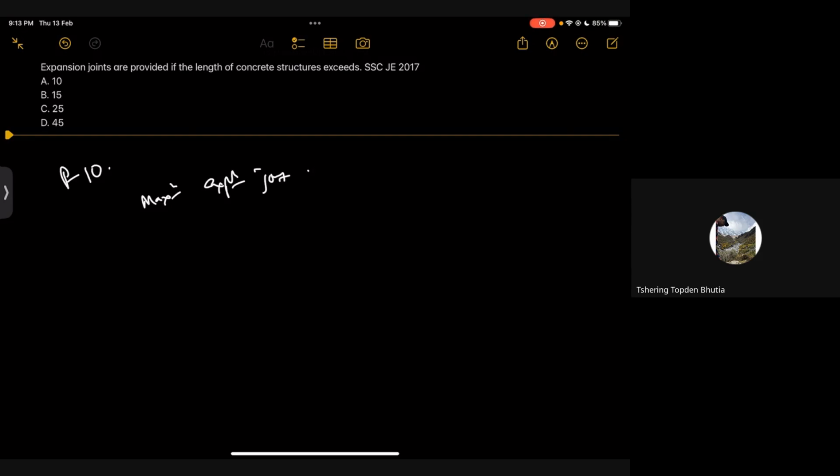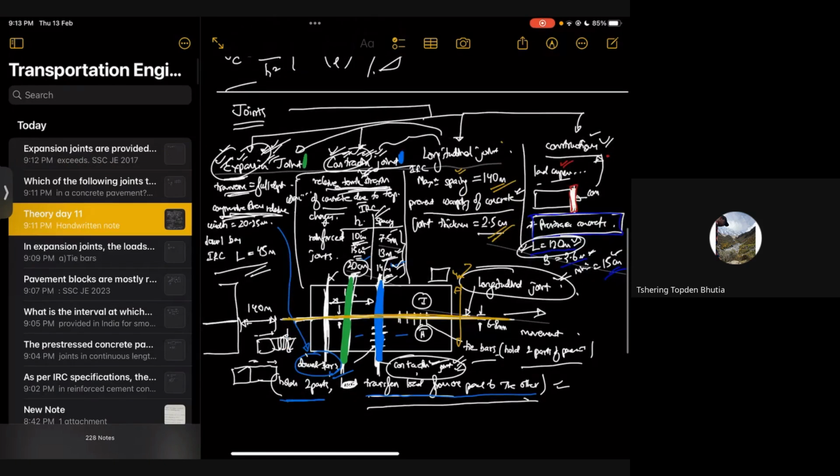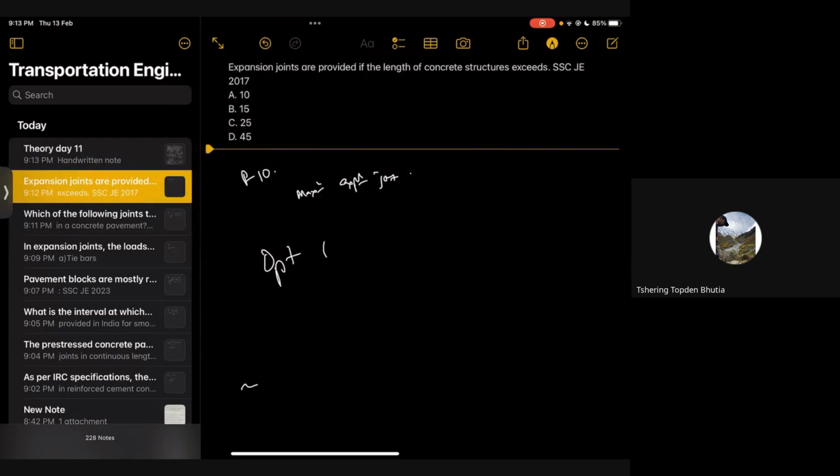Okay, let us see the participation in the polls. Poll number 10, I think. Yes, we have 45 votes. Awesome, so I think we can close the poll here. So expansion joint: what was the maximum spacing of an expansion joint? It is 45 meters. Most of you have given me the correct answer, which is option D.